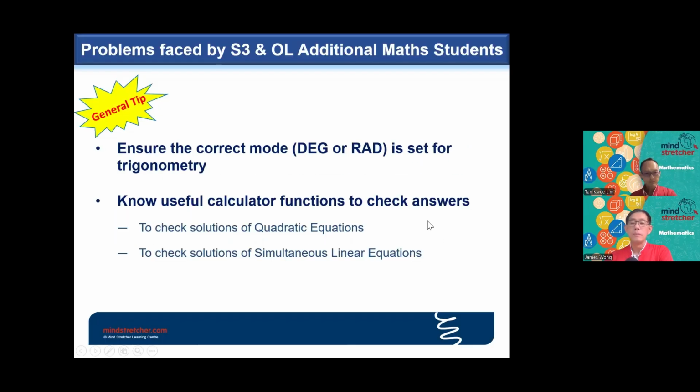Another thing the students must be very careful about is to ensure that they are in the correct mode for their calculators. When they are doing calculations, there are times they will need to calculate in degrees, but there are also times where they are required to answer in radians. So they will need to change to radian mode in order to do the correct calculations. This is for their trigonometry topic.